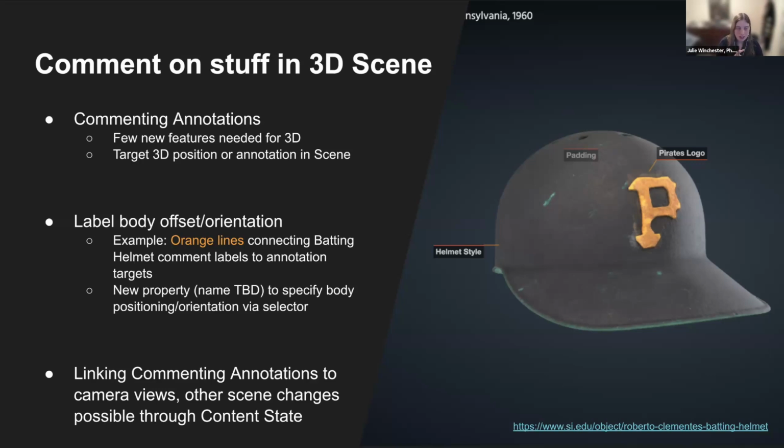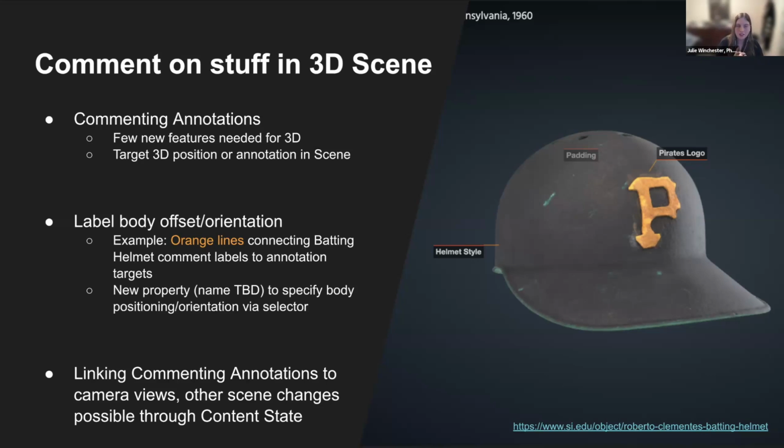Maybe the most core one is that when you have a commenting annotation, you have an annotation body, which is your label. So maybe that's the text Pirates logo. And then you want to target that annotation at something on your canvas or in your scene. So we need the ability for commenting annotations to target a 3D position in the scene, which is easy. You just use the same point selector that you can use to put a model at a place in the scene. Or maybe we want to point that annotation at an entire model, but that's fine. That's really not very difficult.